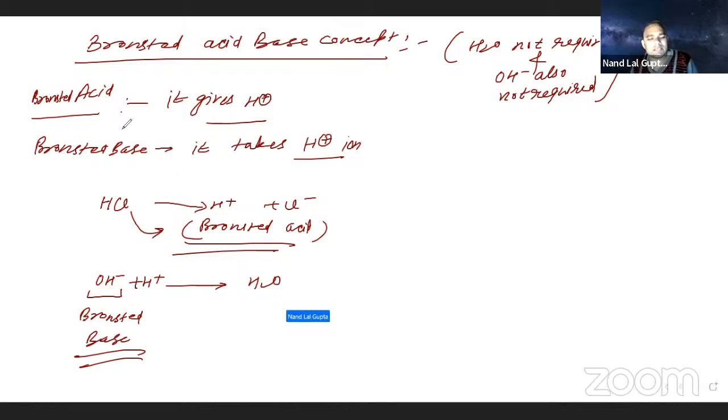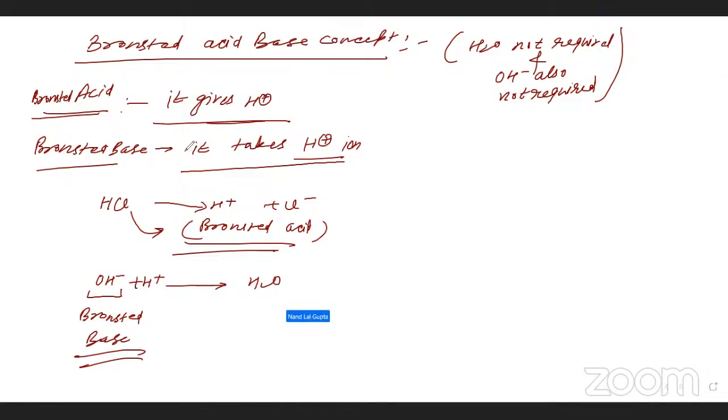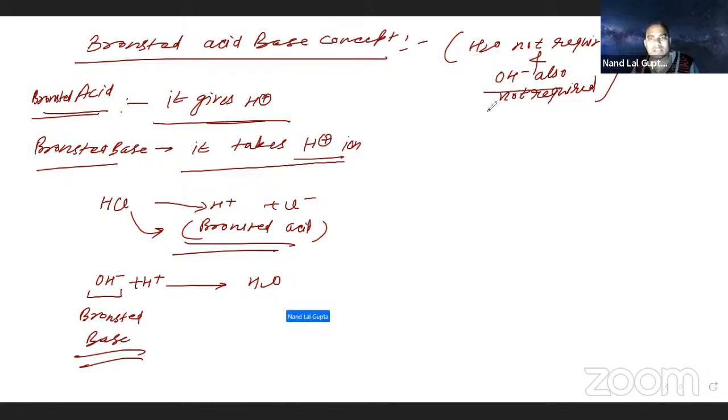So Bronsted acid means what? That gives H plus ion. And Bronsted base means what? That takes H plus ion. Bronsted base takes H plus ion, Bronsted acid gives H plus ion. No OH minus ion is required. It is not the concept that it should give OH minus ion, then it will be a base. Getting?